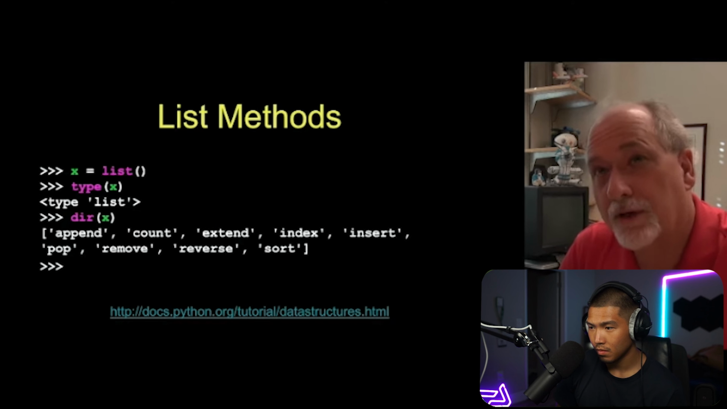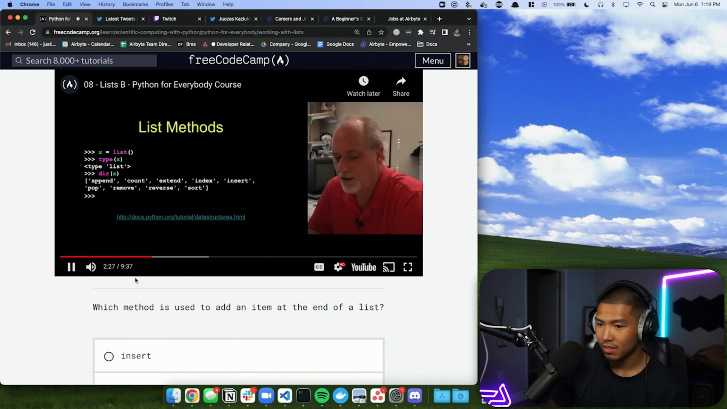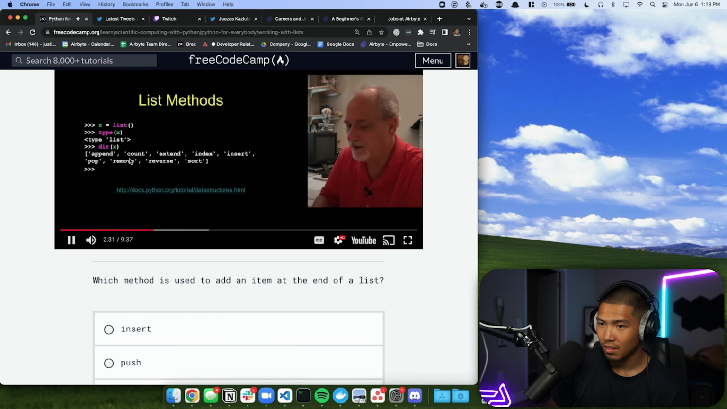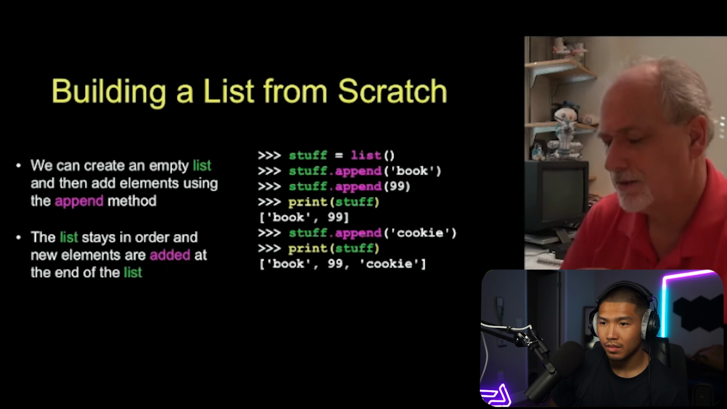Append will look at, count looks for certain values in the list, extend adds things to the end of the list, index looks things up in the list, insert allows the list to be expanded in the middle, pop pulls things off the top, remove removes an item in the middle, reverse flips the order of them, and sort puts them in sorted order based on the values. So let's look at a couple of these.